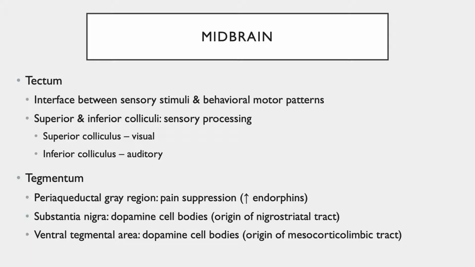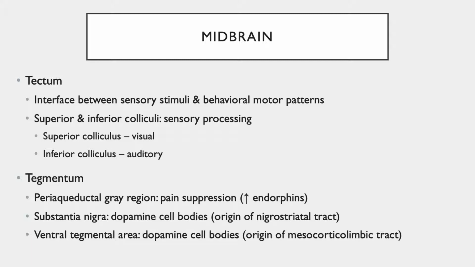From the VTA, dopamine cell bodies project to the cortex and to the limbic system. When they're considered together, they're referred to as the mesocorticolimbic tract. However, when discussed separately, they're referred to as the mesocortical tract and the mesolimbic tract.